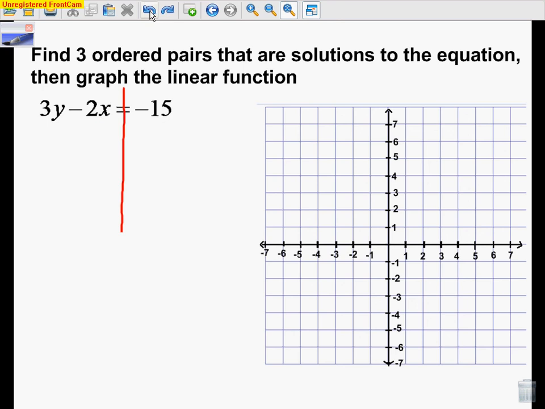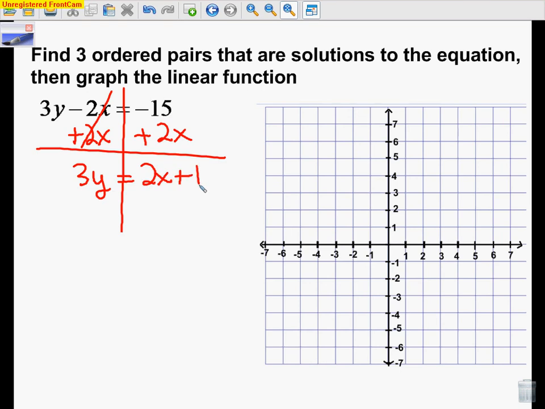Now whenever you move a variable from one side to the other, it's always going to be through addition or subtraction. So to get rid of a negative 2x, we add 2x. So these cancel out, leaving you with 3y equals 2x minus 15. Oh, excuse me. That's minus 15. And then we're going to divide everything by 3. So we get y equals 2 divided by 3 is just 2/3. And I want you to keep that as a simplified fraction. And negative 15 divided by 3 is negative 5.